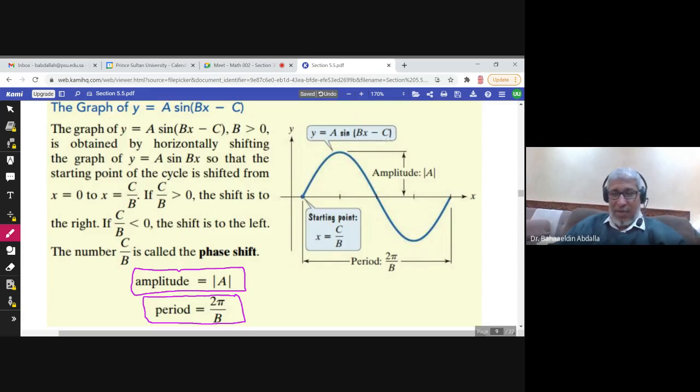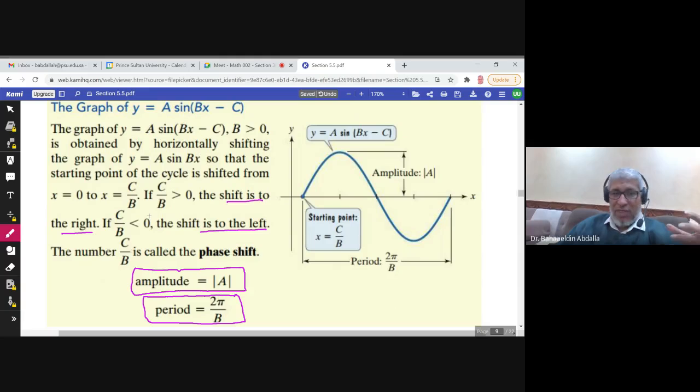Now what about c? Well, c is a horizontal translation, a horizontal shift. So it will take the graph to the right or to the left, depending on whether this is a minus or plus. So if c over b is negative, we will go to the left, because this would be plus, since there is a minus sign already. And if c over b is positive, we will go to the right.